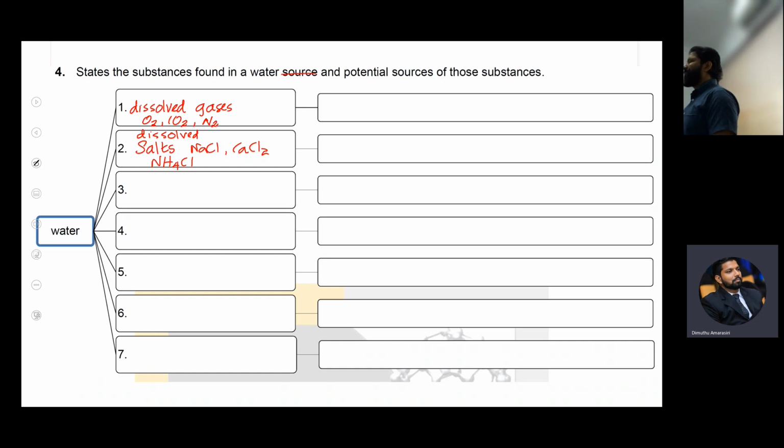Sometimes gases get puffed up. Fertilizer may have it. With sodium chloride, think of urine. You have sodium chloride, right? A lot of sodium chloride in urine. So waste products of animals.